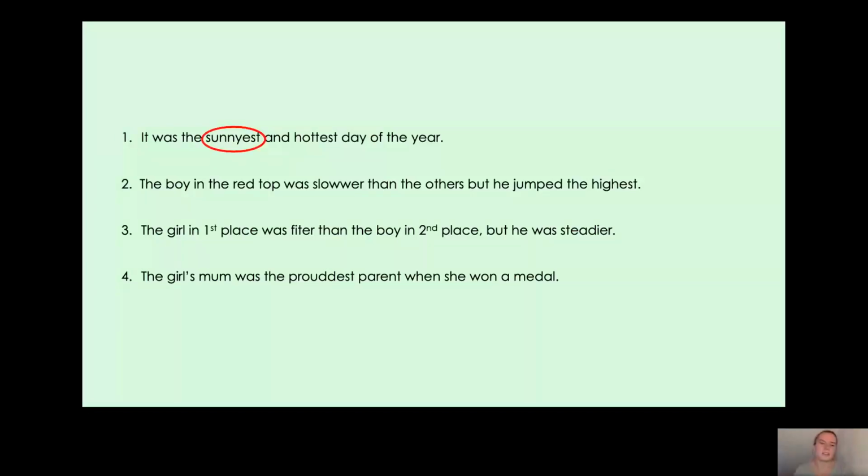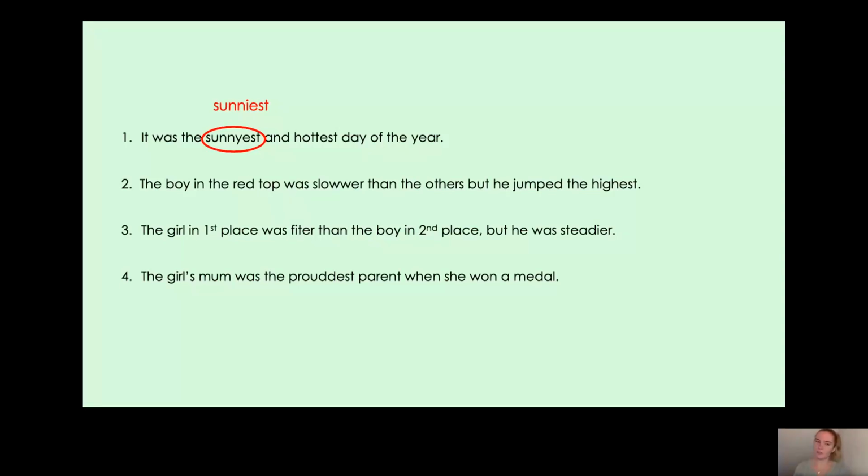But sunniest, I didn't think this one looked right. What was wrong with this one? Were you able to work it out? Yes, that's right. The adjective sunny ends in a Y. So what I should have done is change the Y into an I and then added the suffix est to make sunniest. There we go. My sentence is correct now.